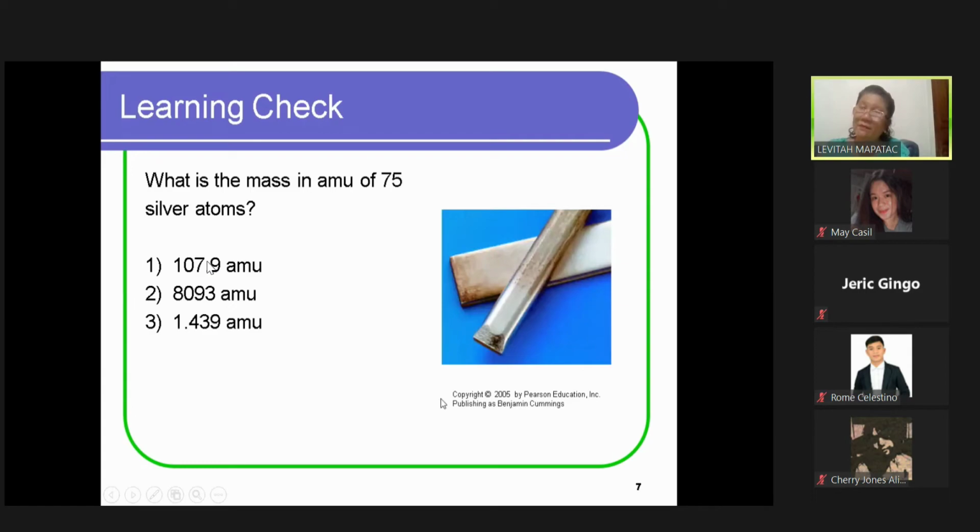So, this will be your assignment. Learning check. Assignment. Take a picture, kids. This will be your assignment. I will download it for you later on.